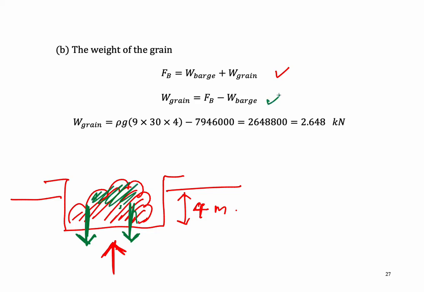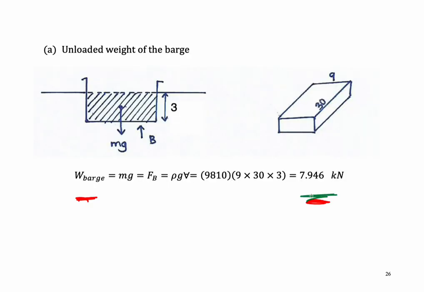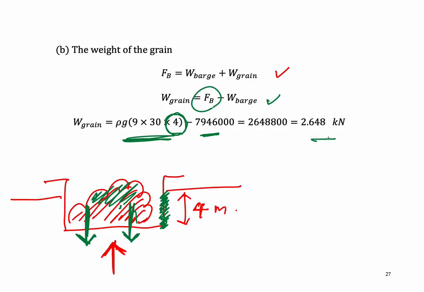So it is equal to the force of buoyancy minus the weight of the barge. And now the force of buoyancy here can be calculated like this, and please make sure that you use the depth of 4 meters, because in this situation the submerged depth here is 4 meters, not 3 meters anymore. And then we subtract the weight of the barge, which was calculated previously here. And then we get the weight of the grain is 2.648 kilonewton.